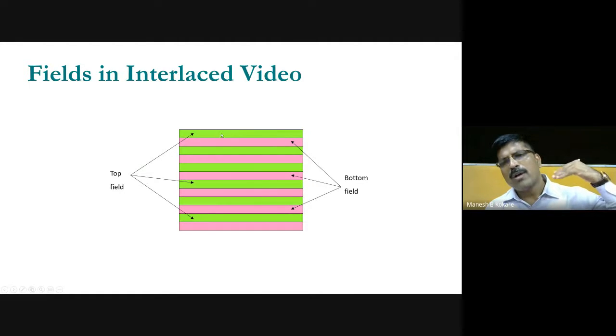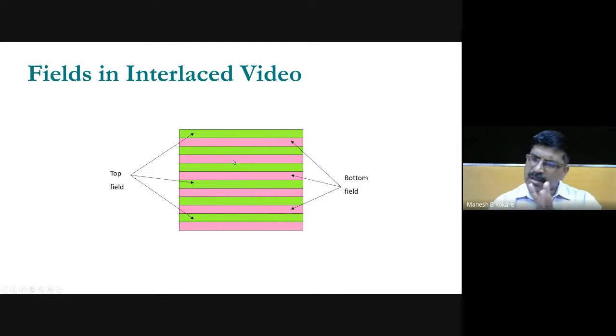Now, if one frame is divided into an odd field and an even field, how many fields are there in one frame? One is the odd field and the other is the even field. The odd field scans odd lines 1, 3, 5, 7, and so on. The even field scans even lines. Sometimes the odd field is called the top field and the even field the bottom field. So in one frame, there are two fields.